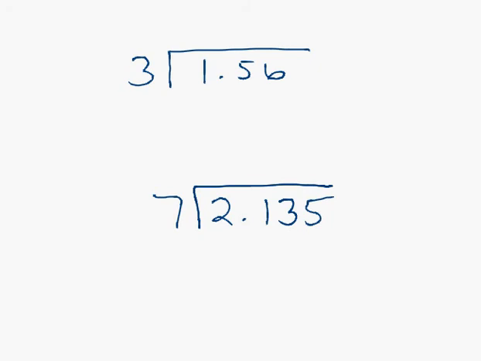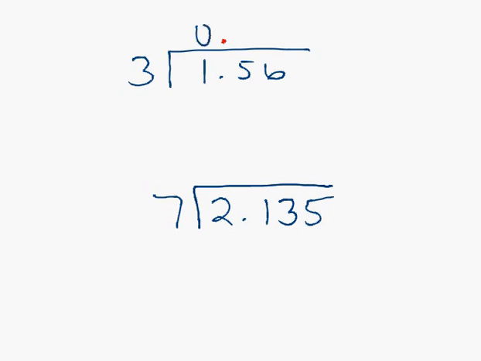Now, I'm going to give you a scenario of when there is a decimal point on the inside only. There are no decimal points on the outside. Our first example is 1.56 divided by 3. Let's start by placing a decimal point right above the decimal point on the inside.